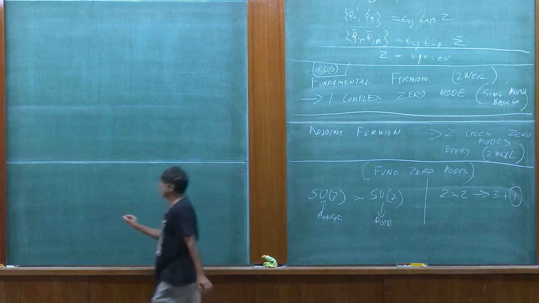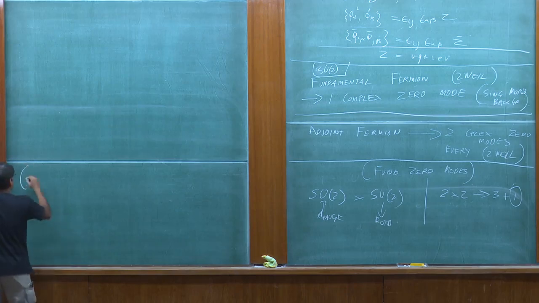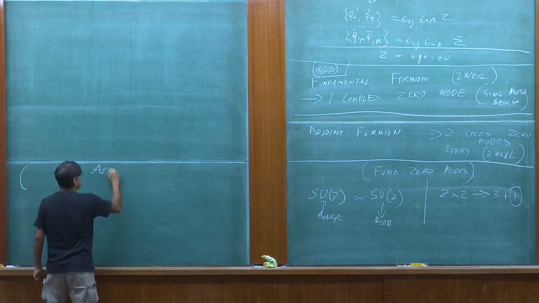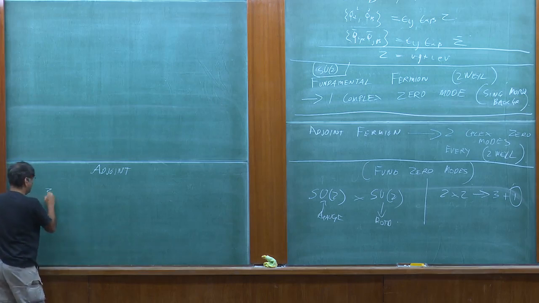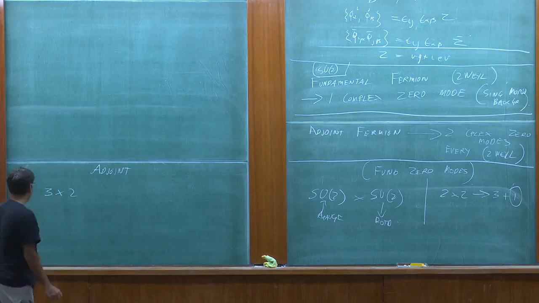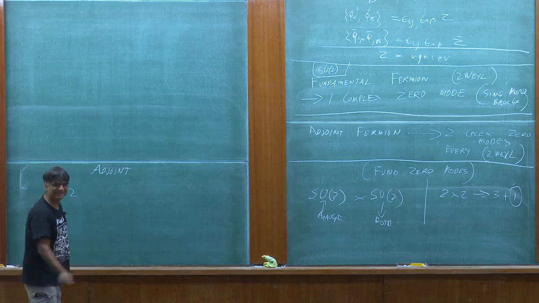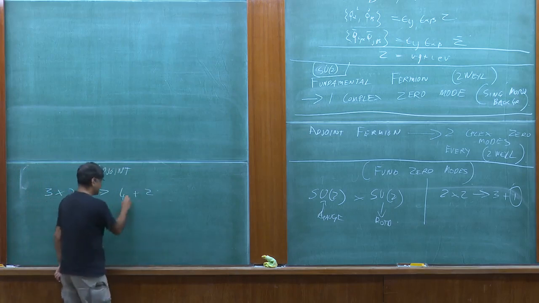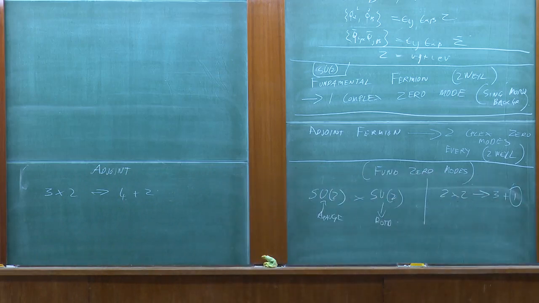Let us contrast this analysis to what we're going to get from the adjoint, the problem of real interest to us. So let's also work out the adjoint on the side. Under gauge the adjoint is in the 3. Under spin it is in the 2. So now we have 3 cross 2, so that's spin 1 plus spin half. That gives you spin 3 halves and spin half. So when we're looking at the adjoint, the zero mode has to be in the 2. There are 2 zero modes. Clearly, it's in the 2.